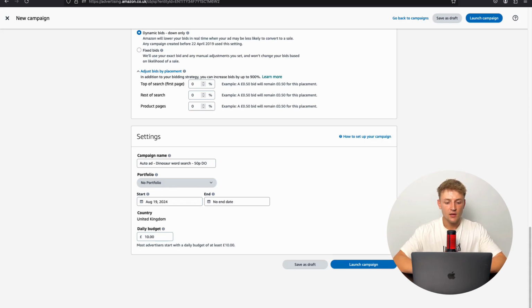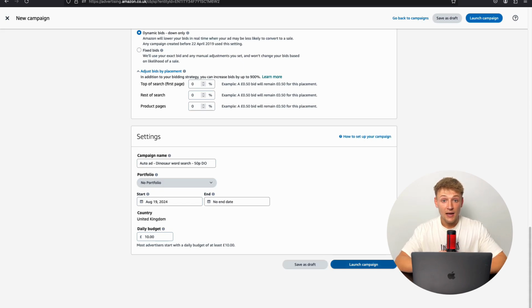But with a bid of something like 50p, you're very unlikely to spend £10 a day, but I would just make sure you have that budget and just choose something that fits the amount that you're prepared to spend every day on your ad campaign. And then simply just go ahead and press launch campaign.